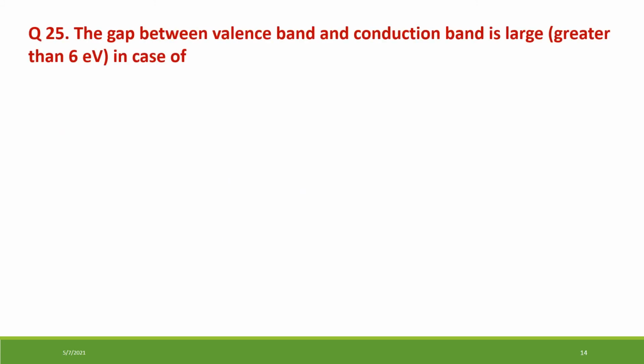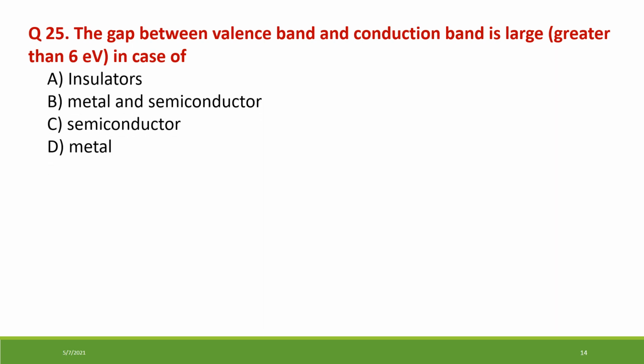And question number 25 is, the gap between valence band and the conduction band is large, that is greater than 6 electron volt, in case of, and the options are A insulators, B metal and semiconductor, C semiconductor and D metal, and the correct option is insulator.